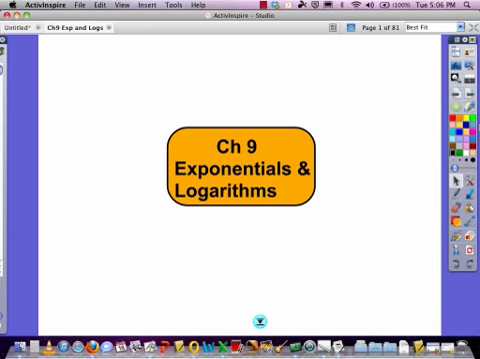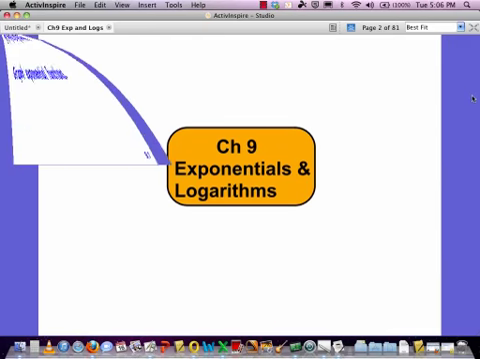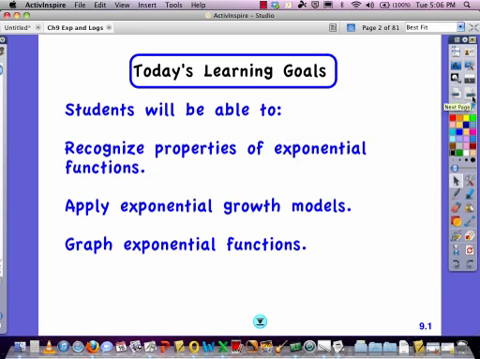Now, our actual first section has the following learning goals. Students will be able to recognize properties of exponential functions, apply exponential growth models, and graph exponential functions. So now we need a definition.